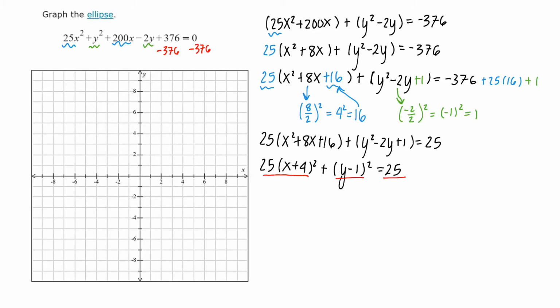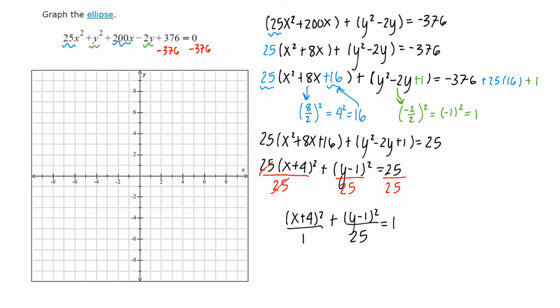I want to make this number over here into a 1, so I will divide everything by 25. Conveniently, they just cancel out over here, and I get (x plus 4) quantity squared plus (y minus 1) quantity squared over 25 is equal to 1. Now, if it helps to write a 1 underneath here, you certainly can, because we do need to graph this ellipse now. So the important things, we're going to need to plot the center, and we're going to need to plot the vertices and the co-vertices.